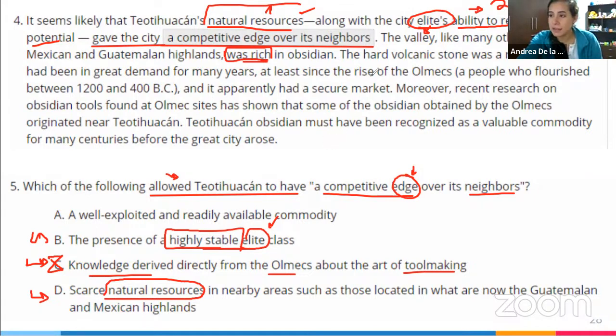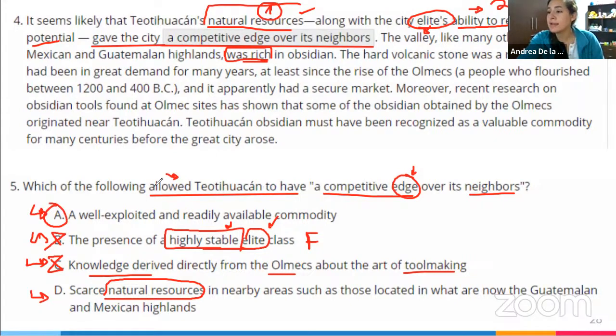They don't say anything like that. They don't say anything about how stable the elite class was. So option B is not correct either, because it contains false information, or at least information that we don't know about. We don't know how stable they were. And it's unrelated to the question, because the question is asking about what gave the city this edge, and we already know that it was the resources and the ability to recognize their potential. So just by discarding options, I think option A is the only one we have left.